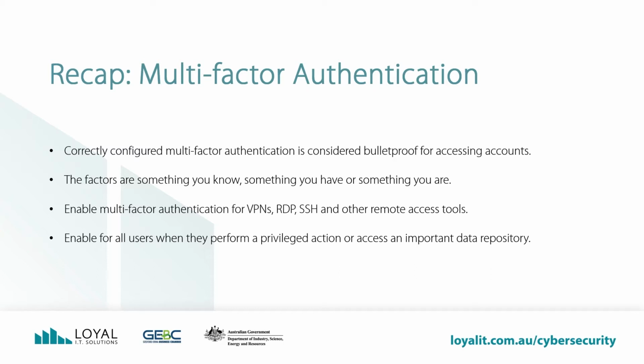The factors are something you know, like your password, something you have, like your phone, something you are, like your fingerprint. The Essential 8 recommends setting up multi-factor authentication for VPNs, RDP, SSH, and other remote access utilities, and for all users when they perform a privileged action or access an important data repository. The reason for this is that stronger user authentication makes it harder for adversaries to access sensitive information and systems.